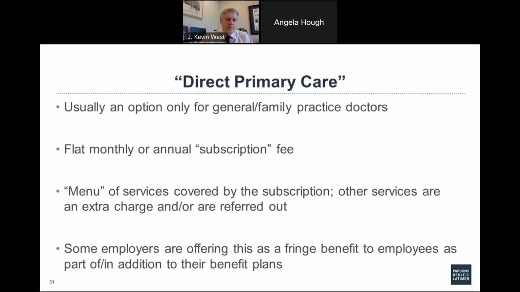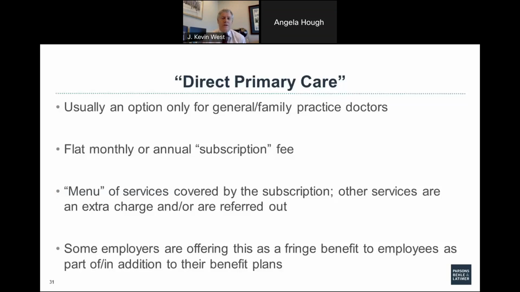If it's not on the menu, you are either charged a specific amount for the service, or you are referred out to others. And so we see this happening and becoming more frequent.